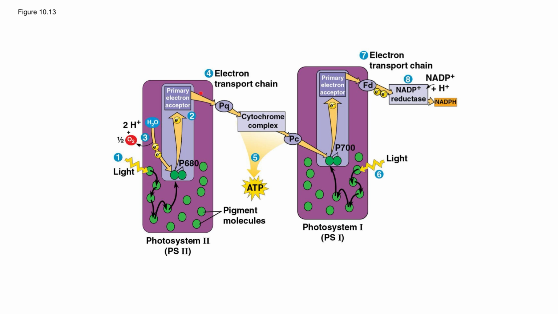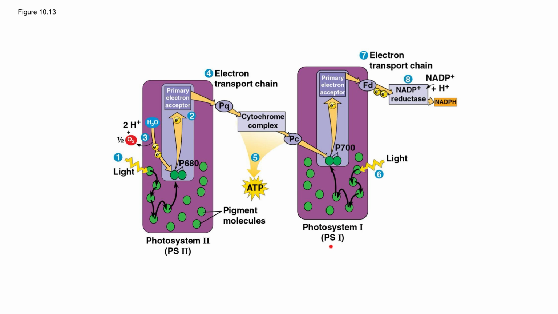What's then going to happen after these electrons get passed to that primary electron acceptor is that they are going to fall down this electron transport chain that is going to move them from photosystem 2 to photosystem 1, and the energy that is released by the fall is going to drive the creation of a proton gradient across the thylakoid membrane. The diffusion of those protons across the membrane is going to drive ATP synthesis.